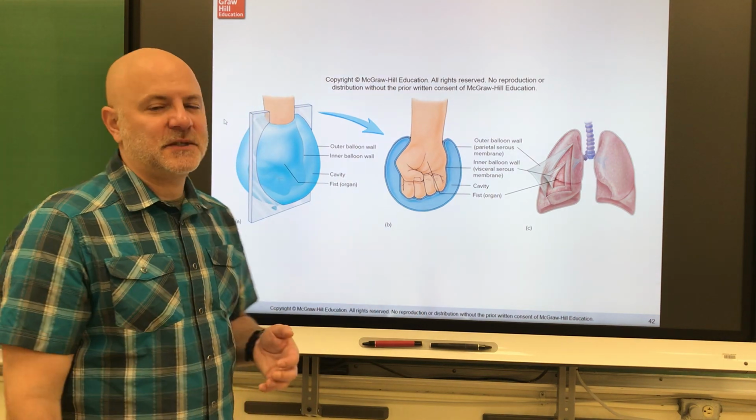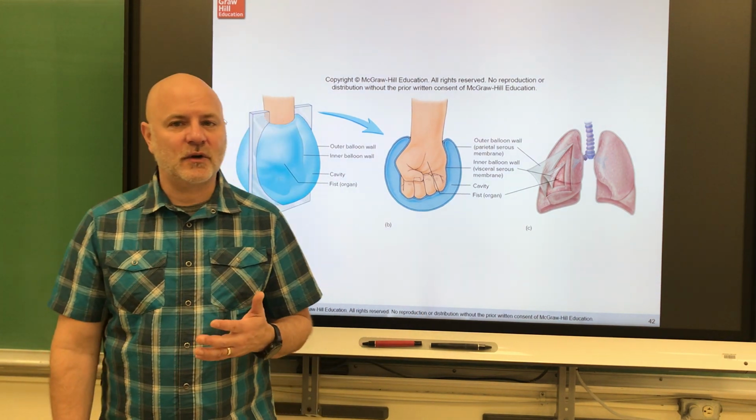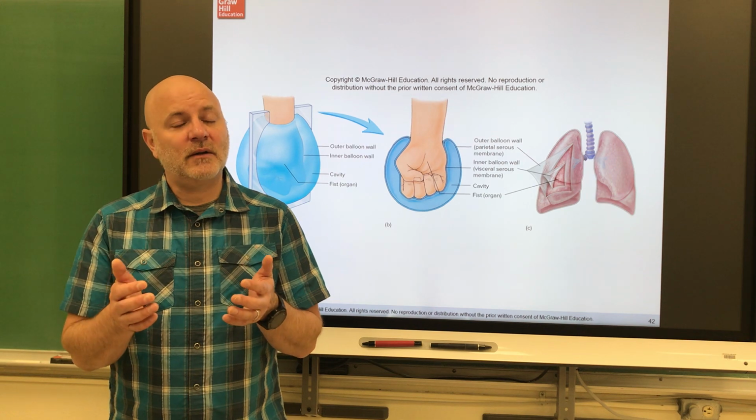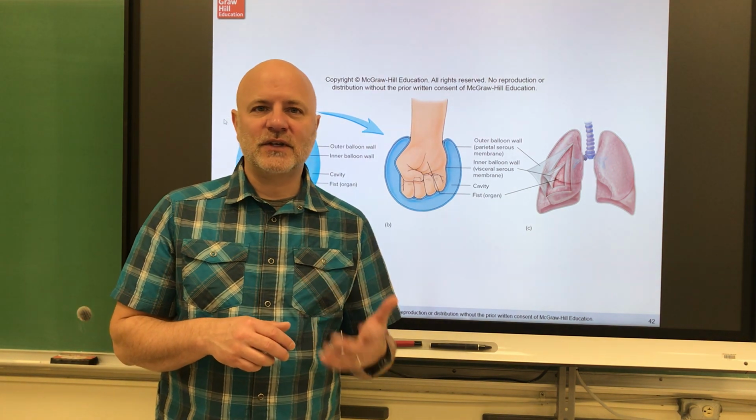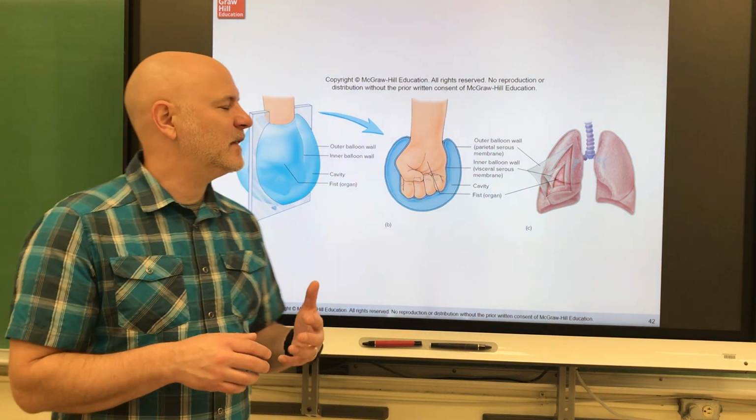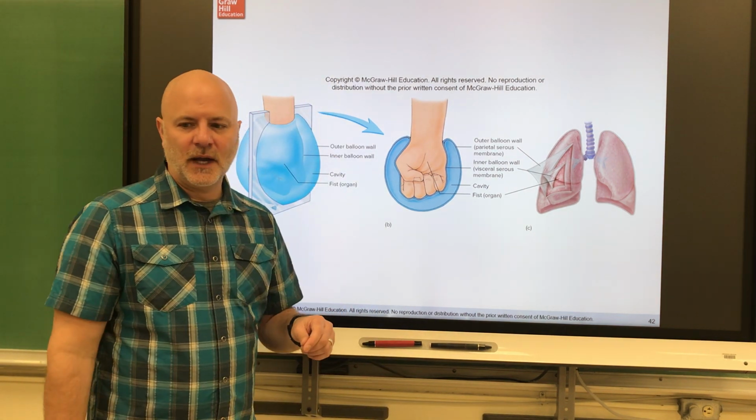Now, there are two types of serous membranes. One is called a parietal serosa. Parietal means around. These are membranes that line the cavity walls. And the other is called a visceral serosa. This is a membrane that is actually on the organs.